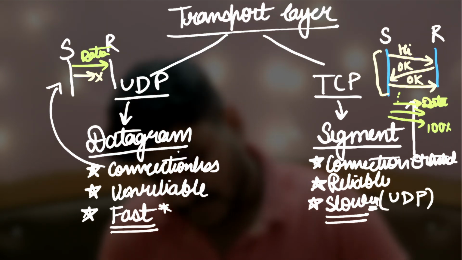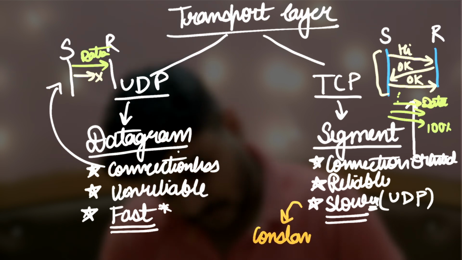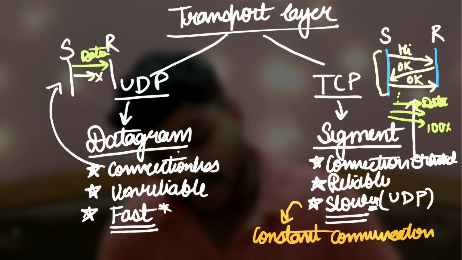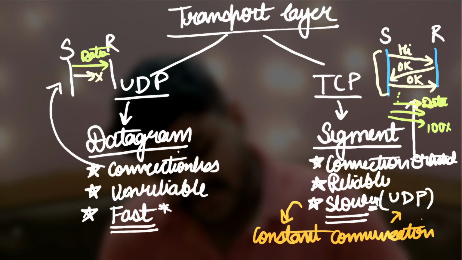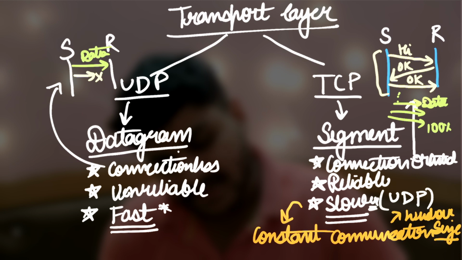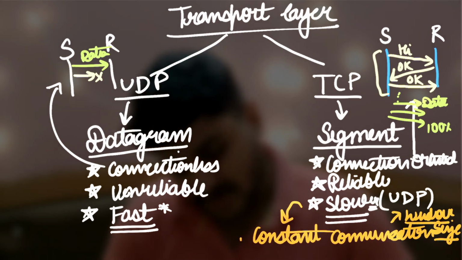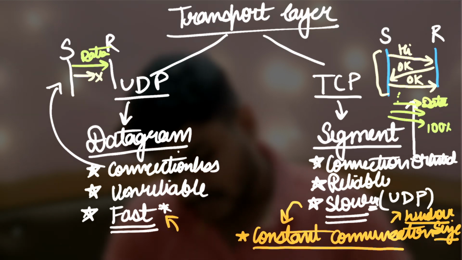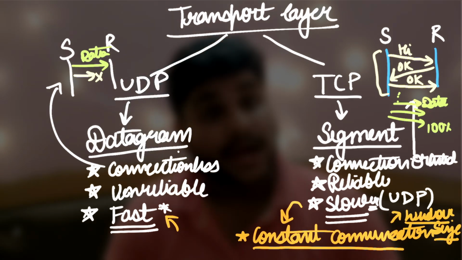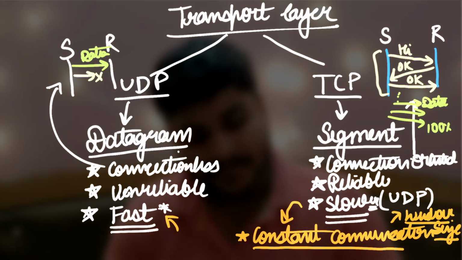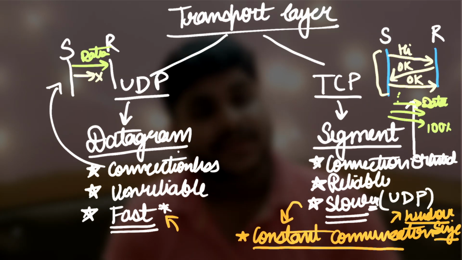So what actually happens? There's a constant communication, and this constant communication is always about the window size. We are going to talk about this in detail in the TCP video. This constant communication is the overhead that is not really there in UDP. Because of that only, UDP is faster. So let us talk a little bit about the window size.